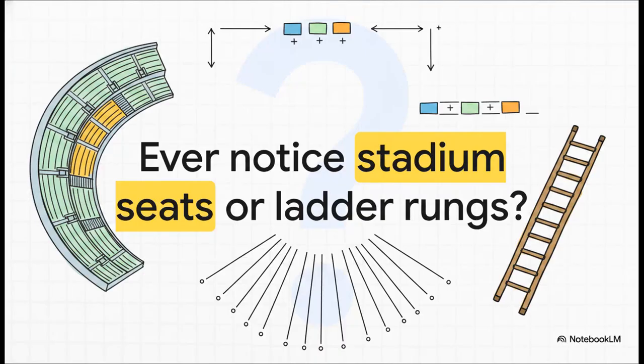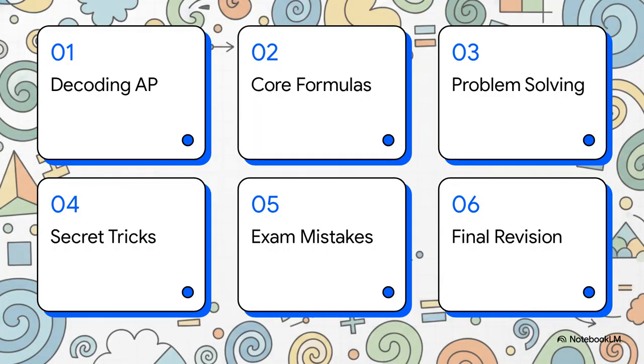Before we even look at a single formula, let's ground this math in the real world. Have you ever noticed how the rows of seats in a giant stadium expand as you move higher up? Or think about how the rungs on a ladder are spaced perfectly, equally apart. That right there is an arithmetic progression out in the wild. By understanding these tangible, everyday examples first, the academic definitions we are about to tackle are going to make so much more sense. So, here is our roadmap for today.